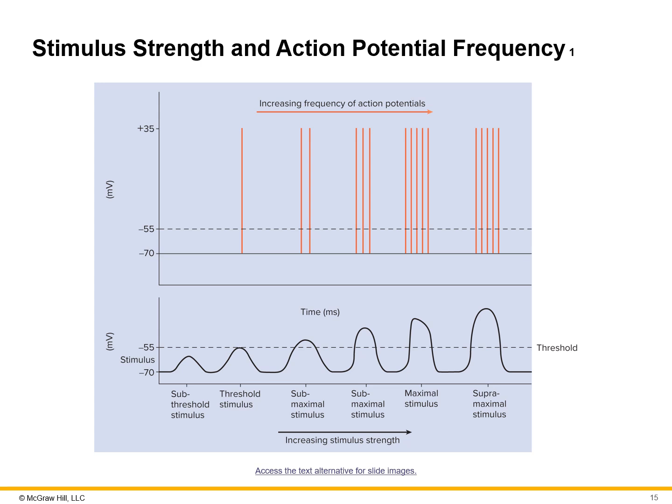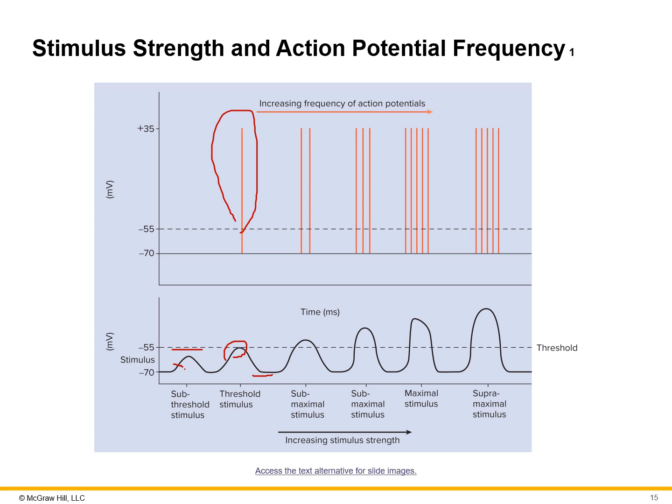And this is just showing what we're talking about here. So again, subthreshold. There is a change in the membrane potential, but it doesn't reach the threshold, so no action potential occurs. Again, here's our threshold stimulus. Now we're going to get an action potential. We're going to get one of those, and then it's going to come back to rest.